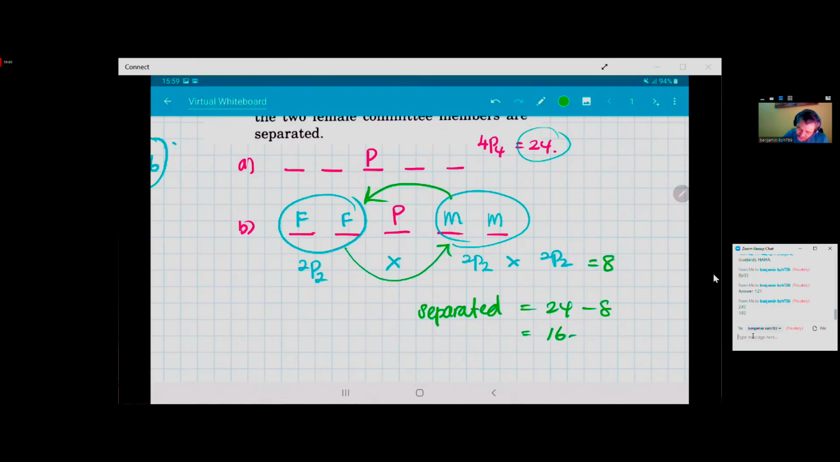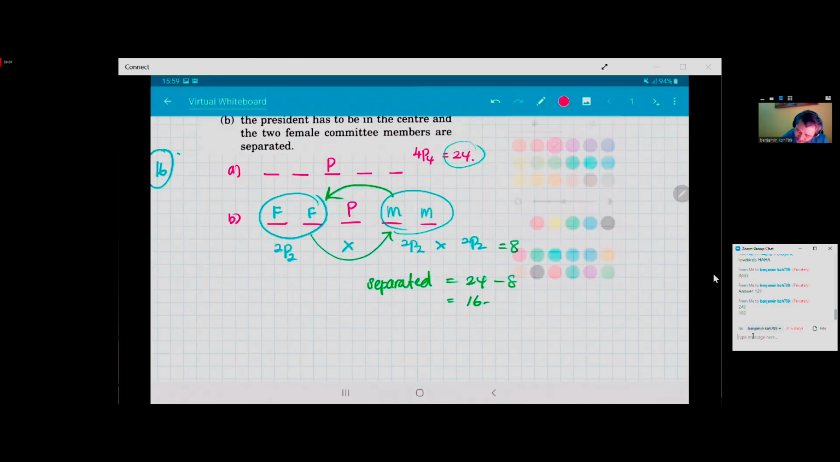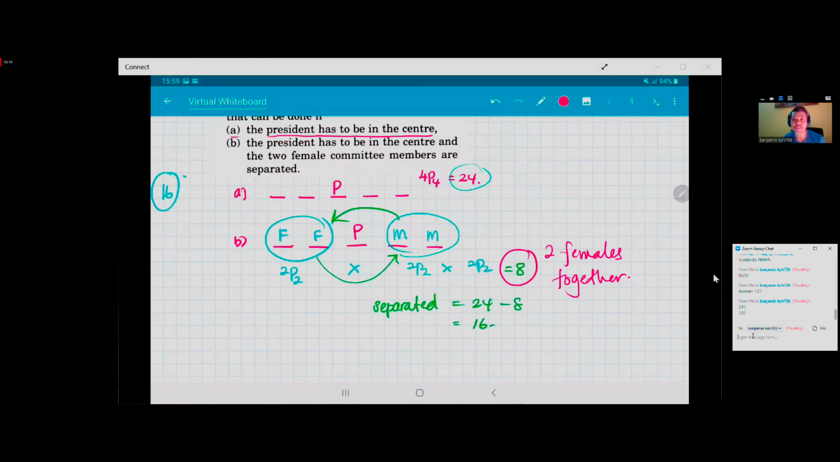Okay. You understand or not? The answer for 8 is when the two females are together. But the question wants separated. Understand this, Alia? So when I get 8, 8 is together, but they want separate. So I minus from the 24. Get it? That's why 24 minus 8. Okay.